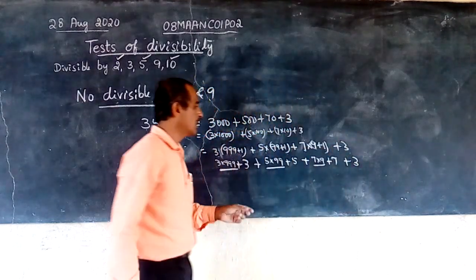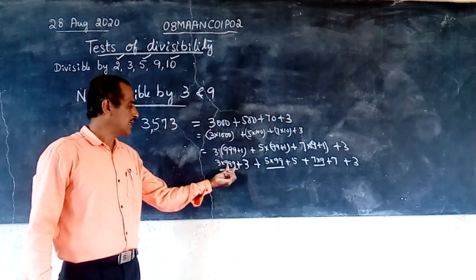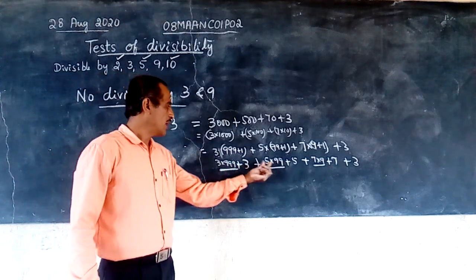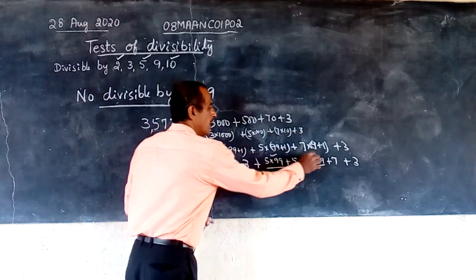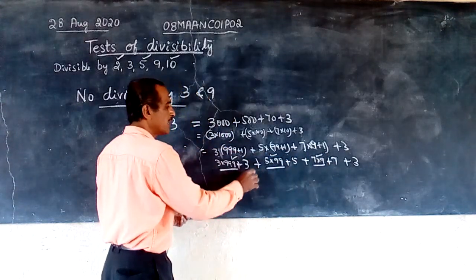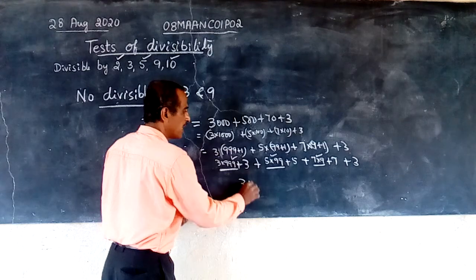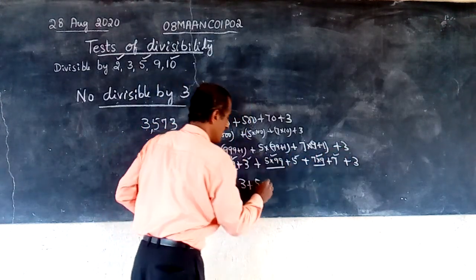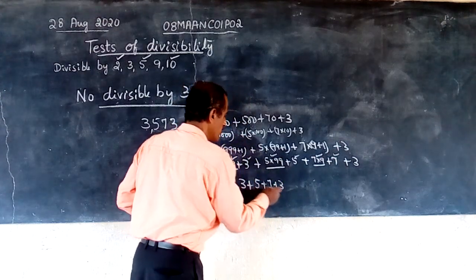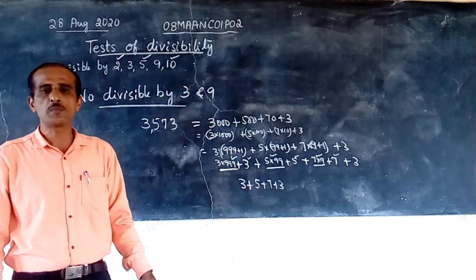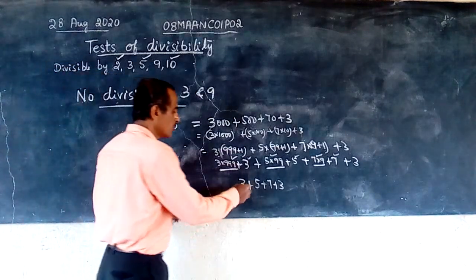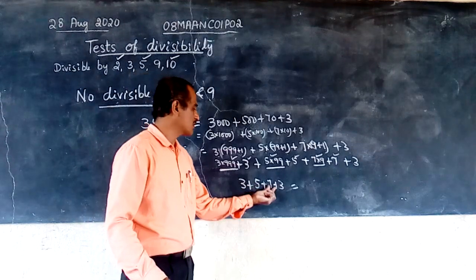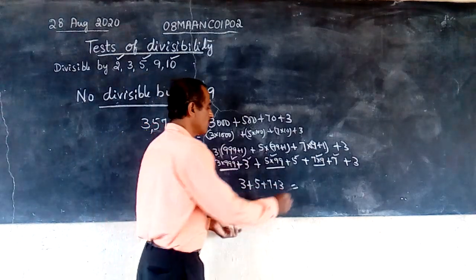One more, 3 here. Look at this: 3 into 999 is divisible by 9, and plus 3. This is divisible by 9 and this is divisible by 9. What is remained here? 3 plus 5 plus 7 plus 3. We have to check whether the sum of this is divisible by 3 or 9 or not. So what is the sum? 3 plus 5 is 8, 8 plus 7 is 15, 15 plus 3 is equal to 18.